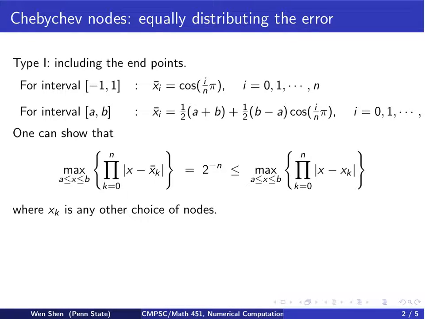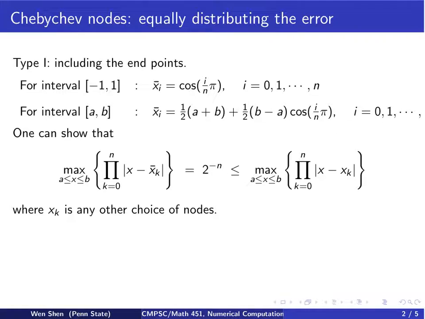With this choice of nodes, one can actually show the following. That is, the term in the error estimate that's determined by the choice of your points, this product here, the maximum value of it for x on the interval from a to b, if you choose Chebyshev nodes, is exactly equal to 2 to the negative n.